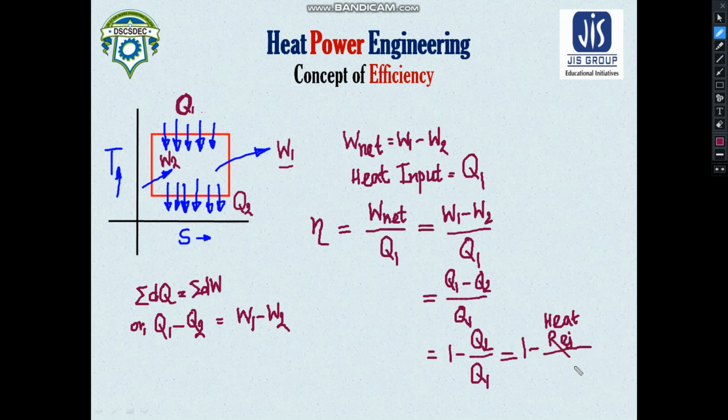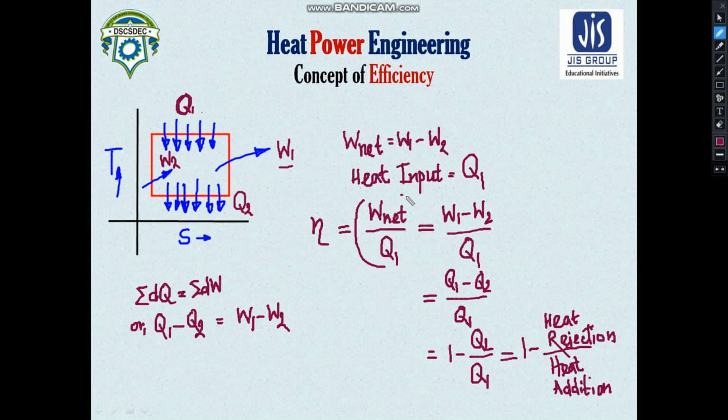divided by heat addition or heat input. Okay, so the heat which is being rejected divided by the heat which is being taken as the addition to the system. So you can define the efficiency in terms of this also. So there are two things by which you can define the efficiency.